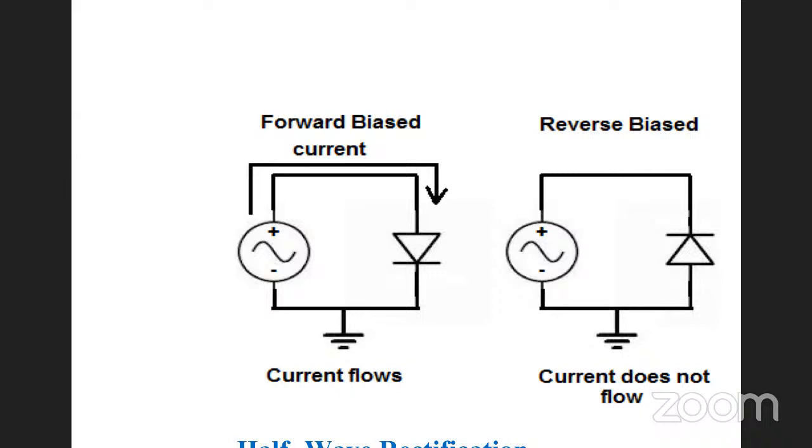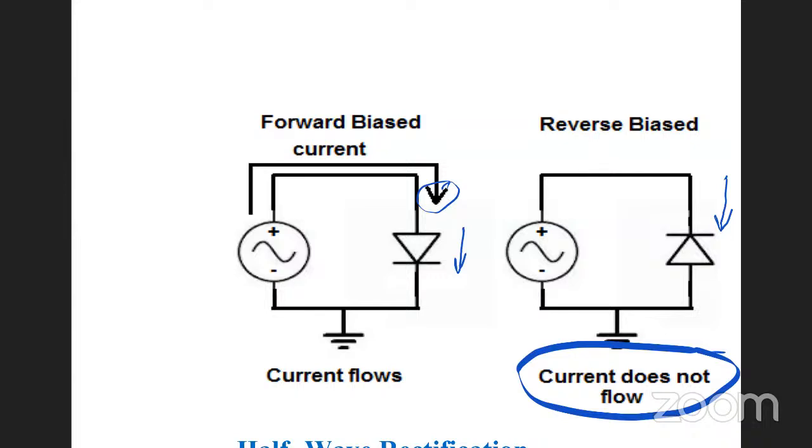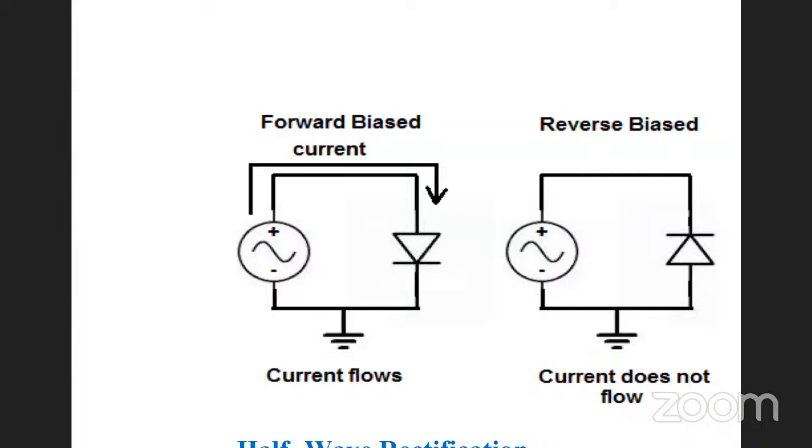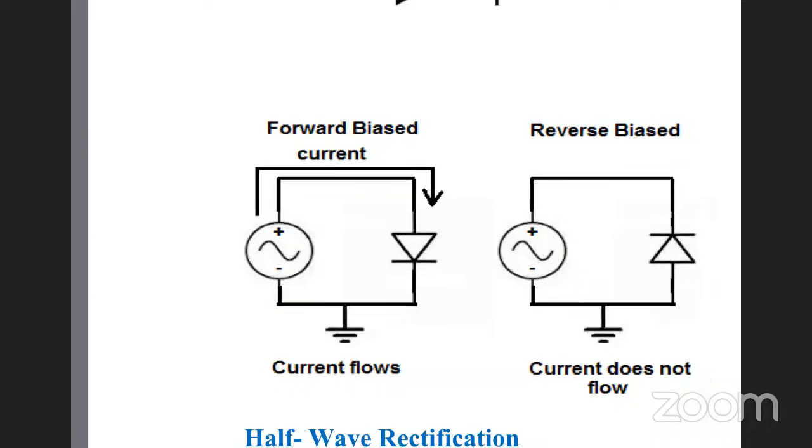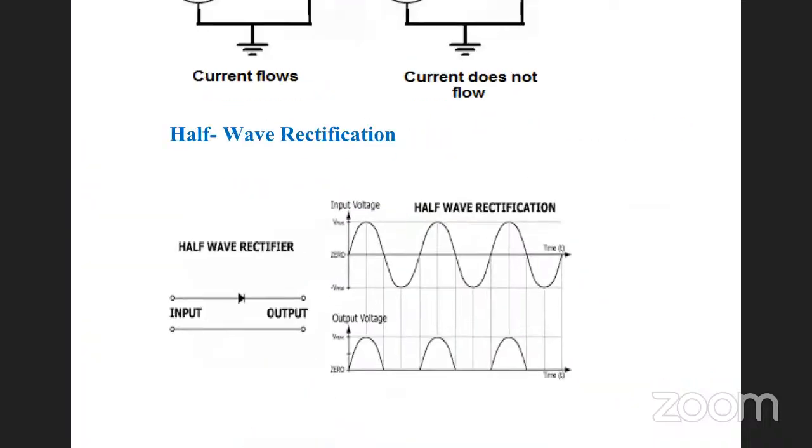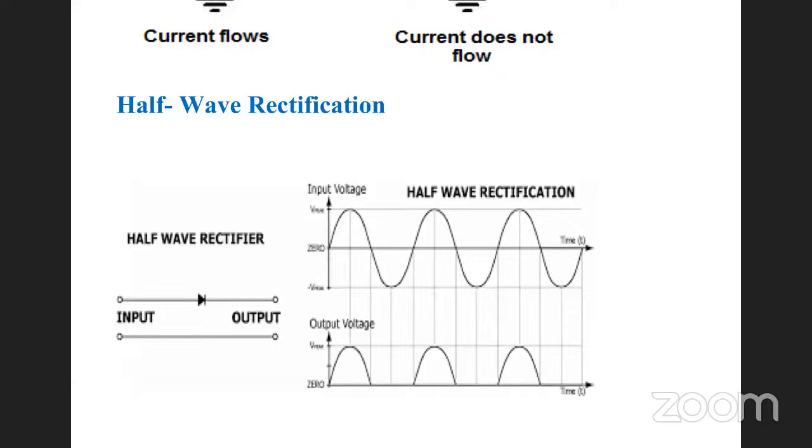Right? You will know it is forward bias if the current direction is the same as the arrowhead. If the current direction is opposite to the arrowhead, then you have reverse bias and no current will flow. Okay? So as I said, the diode only allows current to flow in one direction. As a result, we can use the diode to do something called half-wave rectification. Half-wave rectification, simple. Only one cycle will conduct.